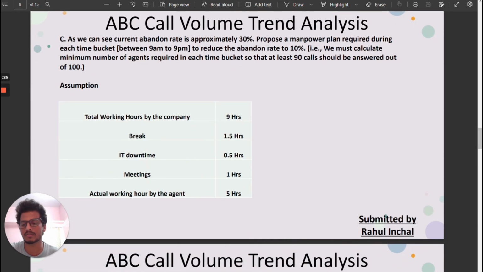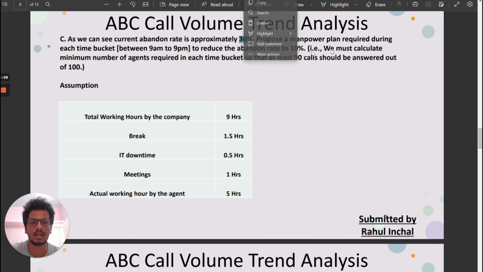Now the next question is a very breakthrough and very important question. In this we have assumed a lot of things, so let's see what it is asking us to do. As we can see, the current abandon rate is approximately 30%. Propose a manpower plan required during each time bucket between 9 a.m. to 9 p.m. And guys, from now onwards, for 9 a.m. to 9 p.m. I'm going to say morning shift, so that is self-explanatory. The goal is to reduce the abandon rate to 10%. Previously it was 30% and now it is 10%.